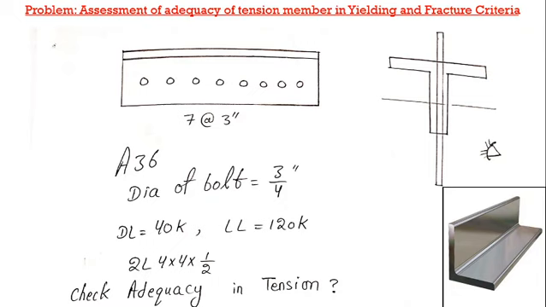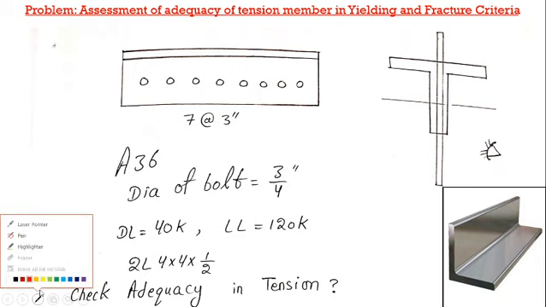Okay, in today's lecture, we'll study the assessment of adequacy of a tension member in yielding and in fracture. We are given a two-angle based tension member. The angle given is 4 by 4 by half inches, meaning one leg is 4 inches, the other leg is also 4 inches.